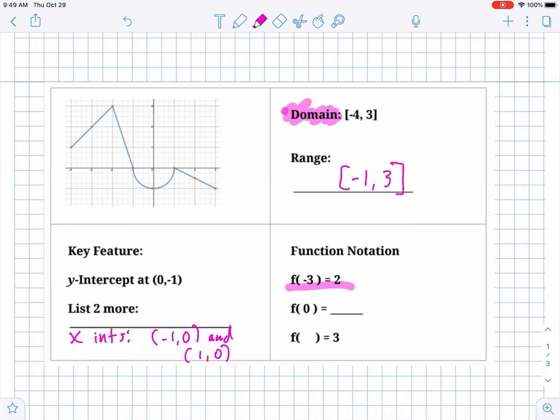Now the function notation. This part right here says that if I put in a -3, I should get out a +2. Let's make sure that makes sense. So if I put in a -3 and then go up to the line, yeah, that is positive 2. So that checks out. Now, f of 0, that means putting a 0 in terms of x. That means the output would be where it touches the curve down there, which is -1.